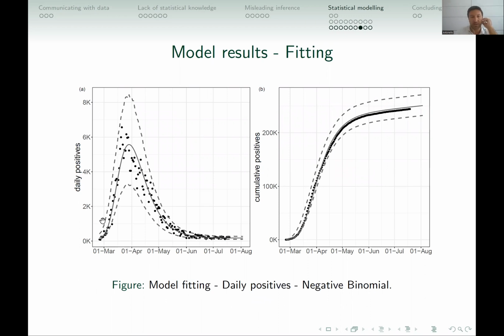These are just some examples. Instead of using the Poisson model, we use the negative binomial because the negative binomial allows us to account for over-dispersion, variance greater than the mean.